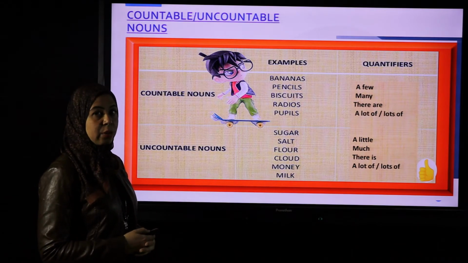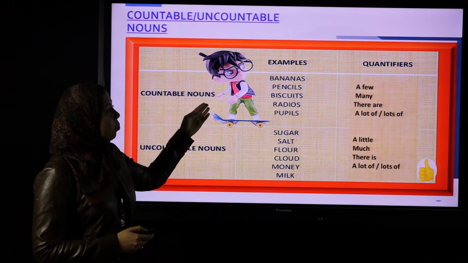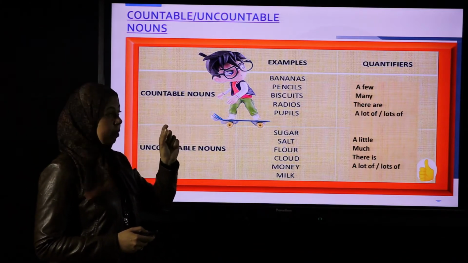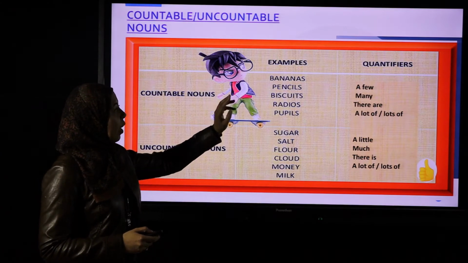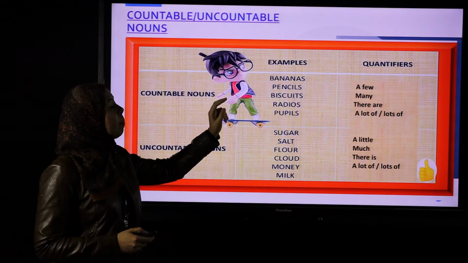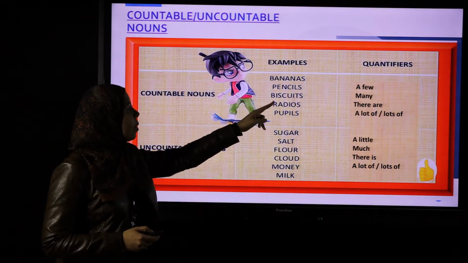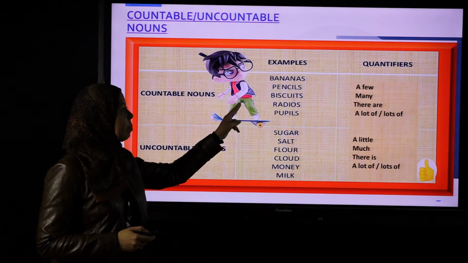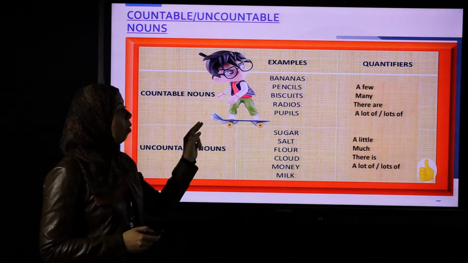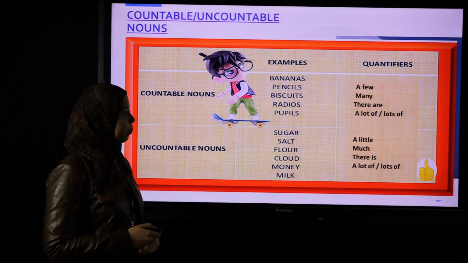I cannot count them. Okay, we use with the countable nouns for the little amount a few, a few bananas, okay? Or when I talk about the huge amount or big amount, I will say many pencils. I have many pencils in my bag. Or there are many biscuits in the lunchbox.